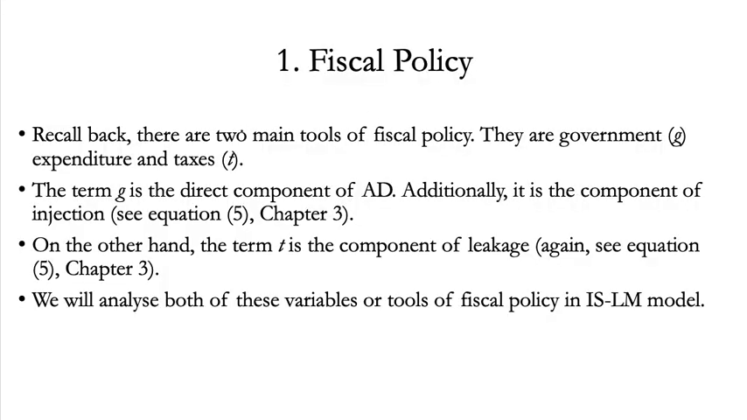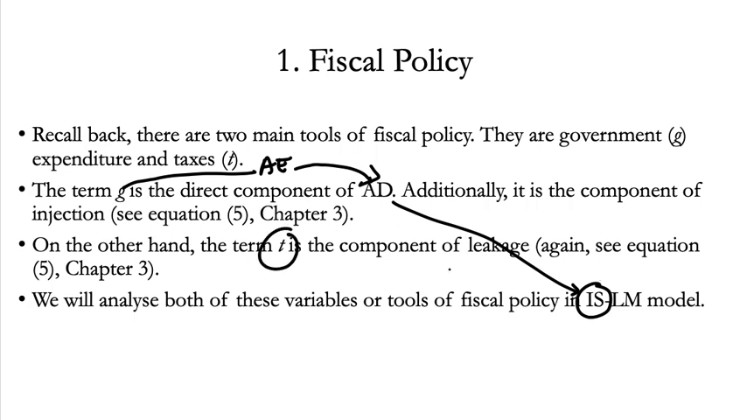So this is what I said just now. And here, in addition to what I said, G or government spending is a direct component of aggregate expenditure, and it is also a direct component of aggregate demand. Therefore, it is also a direct component of IS. Okay, on the other hand, T or tax is a component of leakage because T is a payment made by people in the country that doesn't go to the production process. So it is a leakage.